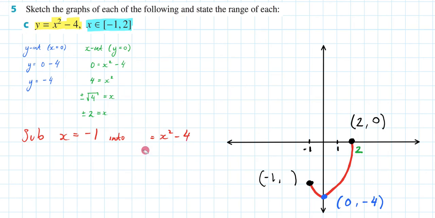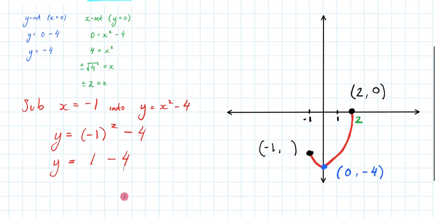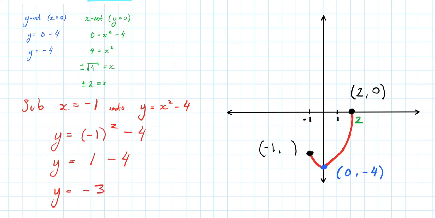That's the ugliest looking y I've ever seen. So what I'm going to end up getting is y equals (-1) squared minus 4, which is y equals 1 minus 4, which is y equals -3. So that means that right here it's going to be -3, and that checks out because this is -1, this is -2, this is -3, and this is -4. So therefore, this all checks out. This point will be (-1, -3), and this point will be (2, 0).